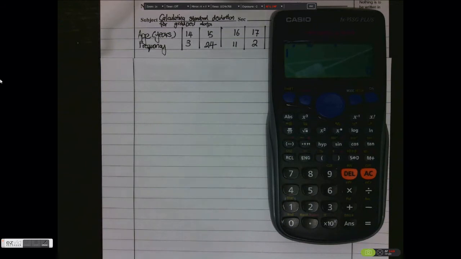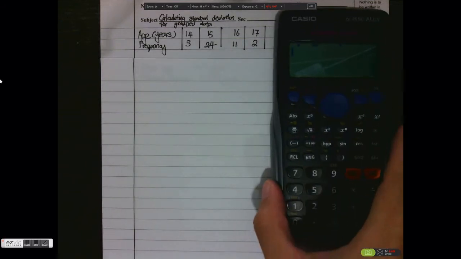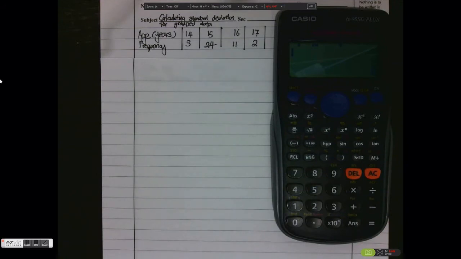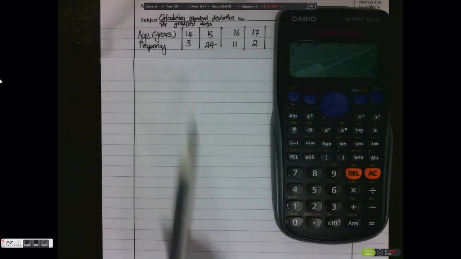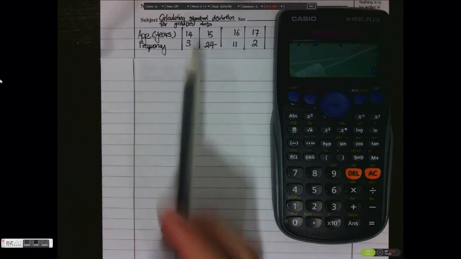Alright, today we're going to learn how to calculate standard deviation for group data. Before I begin to teach you how to calculate this, let me talk about what group data is first. Look at this table here. It shows, for example, group data.